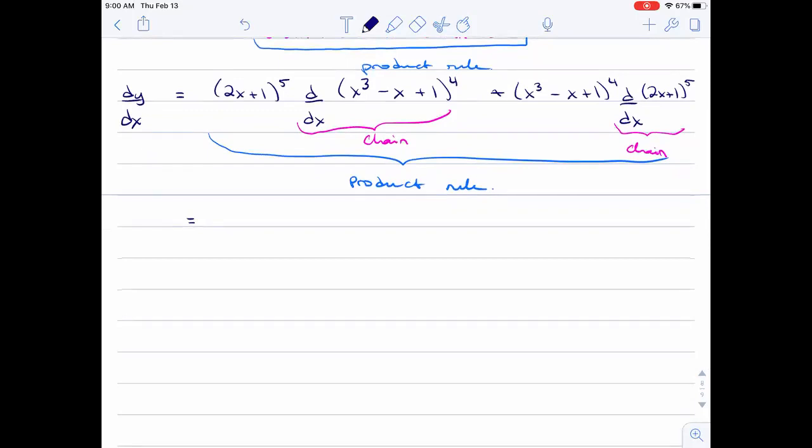All right, so now that outside 2x plus 1 to the power of 5, I can just hold steady now. And the derivative of x to the 3 minus x plus 1 all to the power of 4, well, that's going to be 4 times x to the 3 minus x plus 1 to the power of 3 times the derivative of the inside, which is going to be 3x squared minus 1.